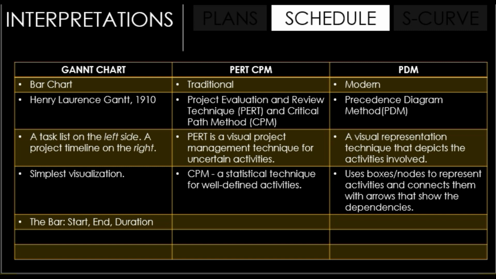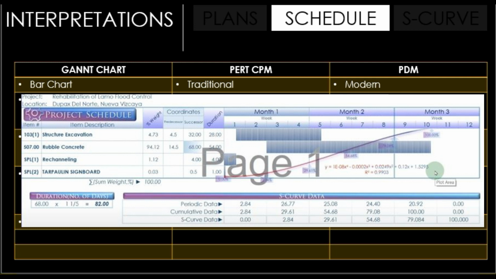It has two main parts, a task list on the left side and a project timeline on the right. Gantt chart is one of the simplest visualizations of project tasks associated with construction project scheduling. Each job or activity is represented by a bar whose length represents the start and end duration of the task.